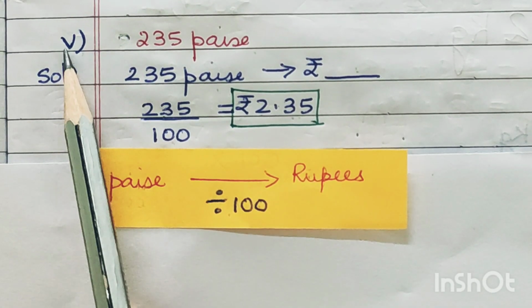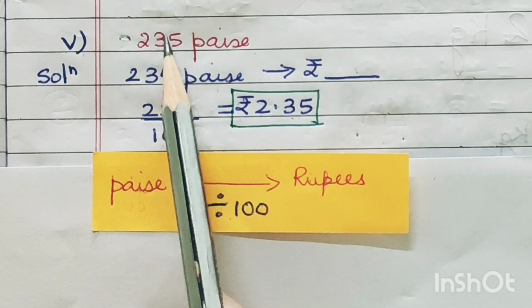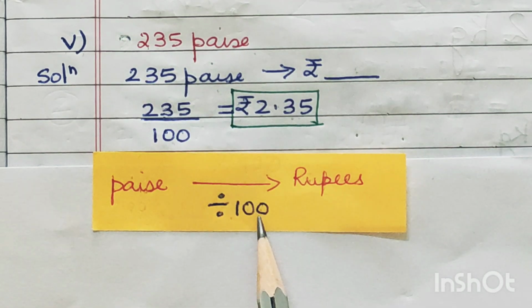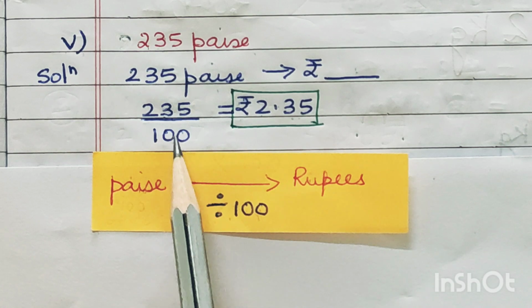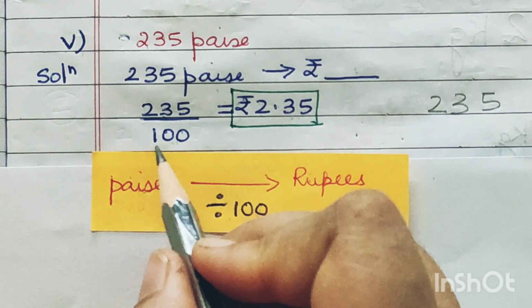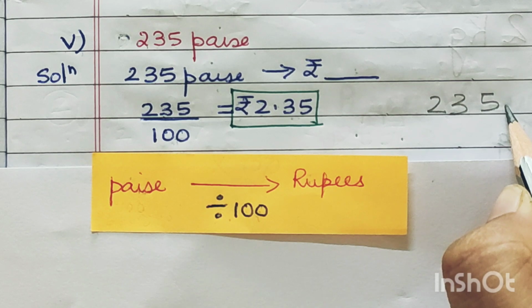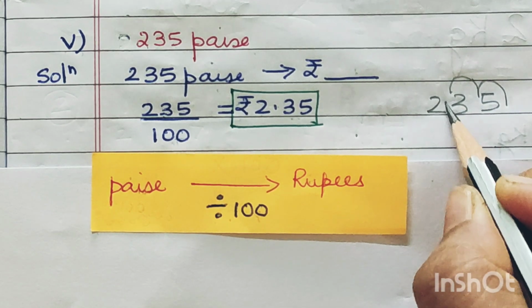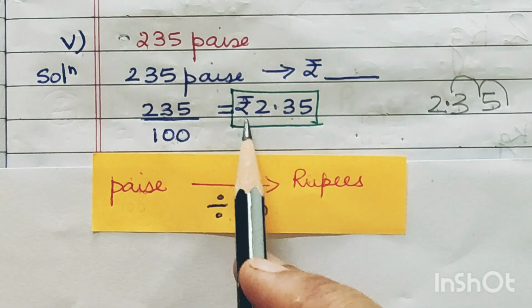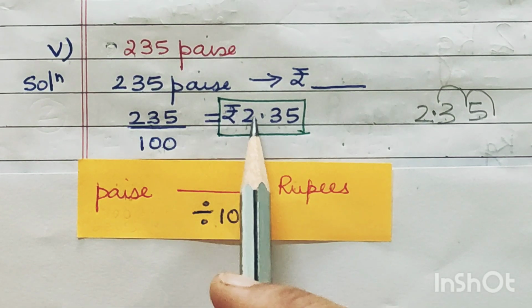Now in the fifth example we have 235 paise, which we have to convert into rupees. We know when we want to convert paise to rupees, it is divided by 100. So 235 divided by 100. Two zeros are there. The decimal point is here for whole numbers. So now two decimal places to the left, 1, 2. So you get 2.35 rupees. So that is what we have written over here. The converted value of 235 paise into rupees will be 2.35 rupees.